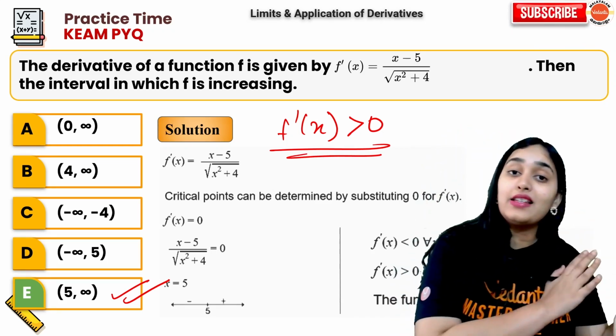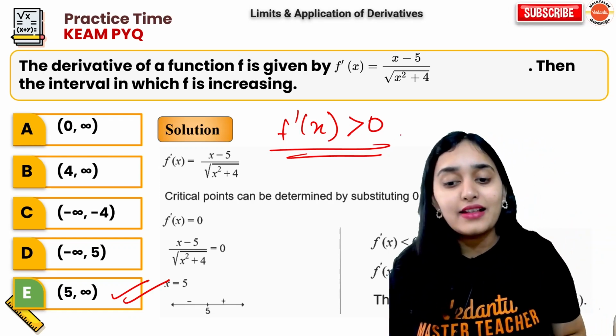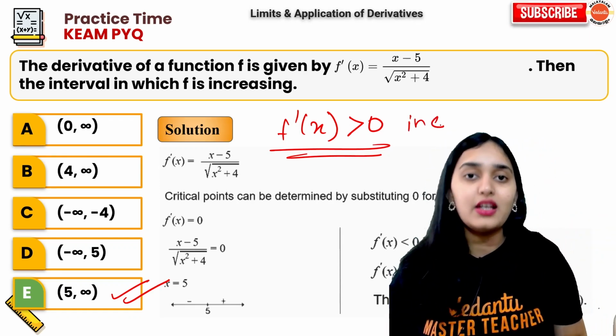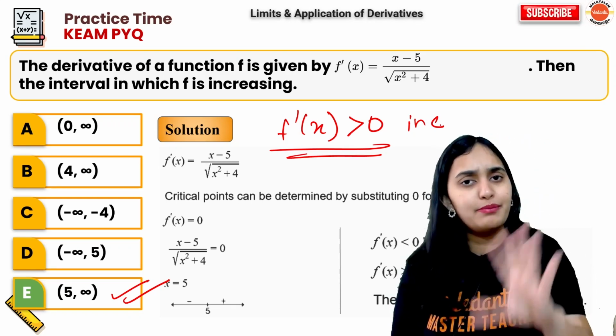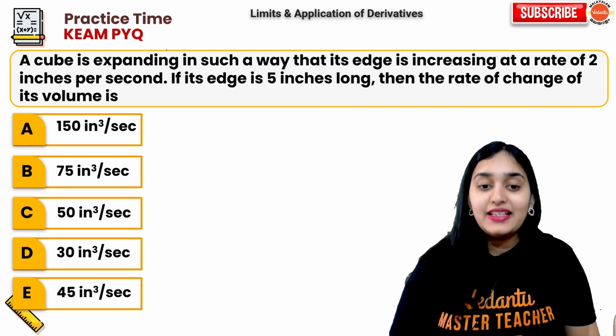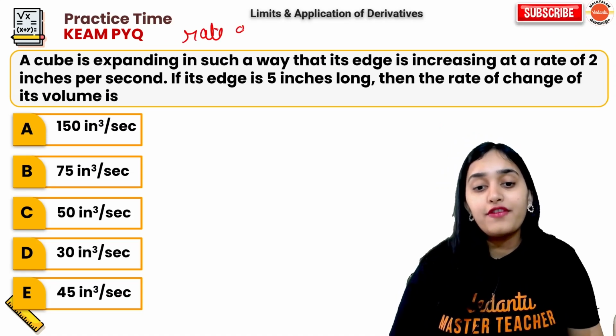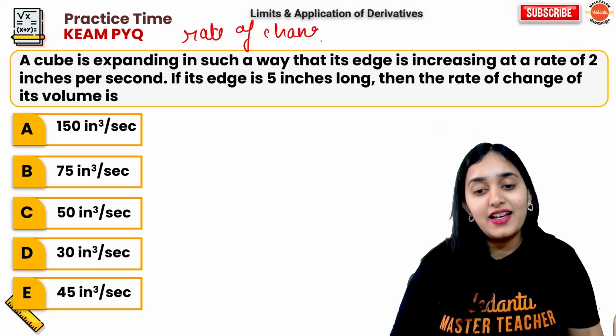So increasing, decreasing we have learned. If f dash x is greater than 0, it is increasing function. If f dash x is less than 0, it is decreasing function. Okay, simple.